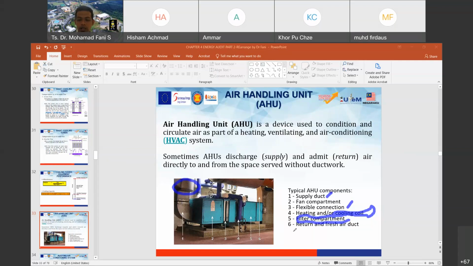Return and fresh air duct. Of course, we need ducting for the return and fresh air. The return air from the room will return to the AHU, and we also need fresh air from the outside. So there must be ducting for the fresh air. They will mix together with the return air from the room to be processed by the AHU and supplied again to the room.